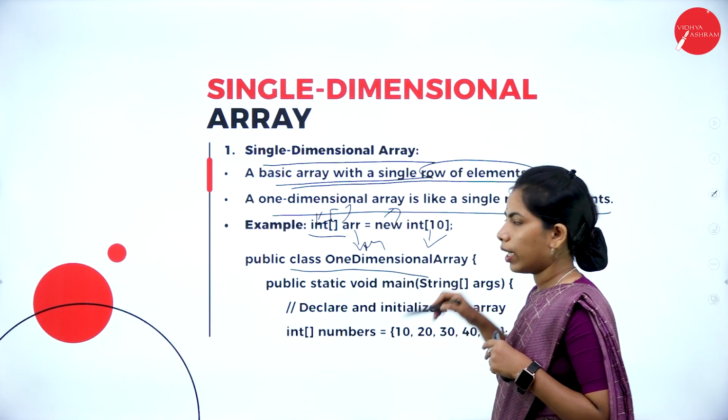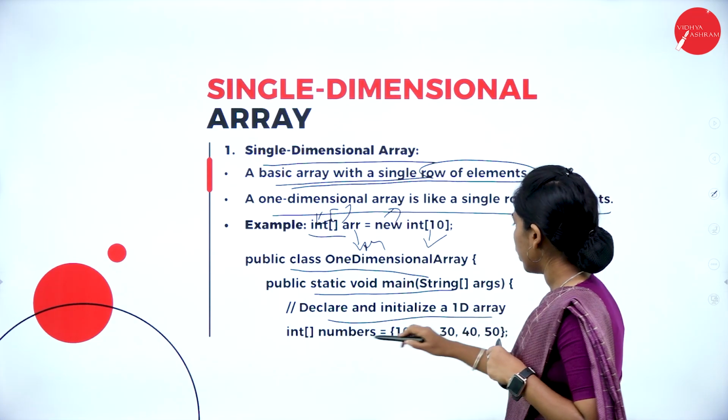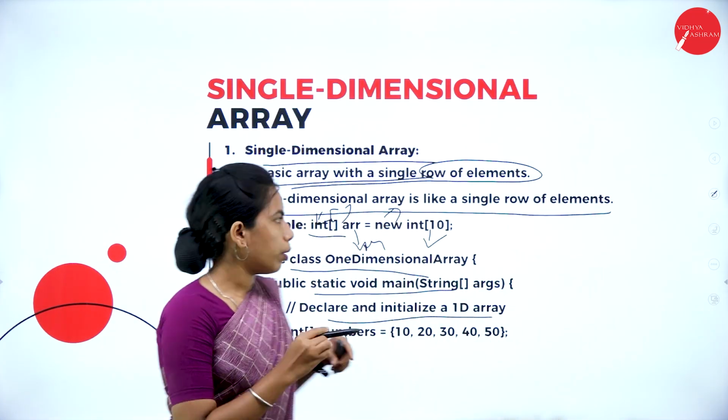So again, let's go through one example of a one-dimensional array. public static void main, initialize with a 1D array. Here you can see this is one-dimensional because I have put only one bracket.